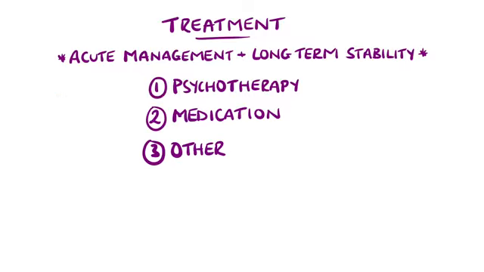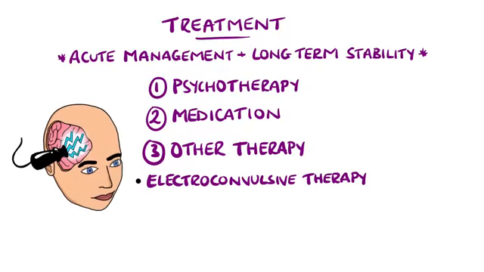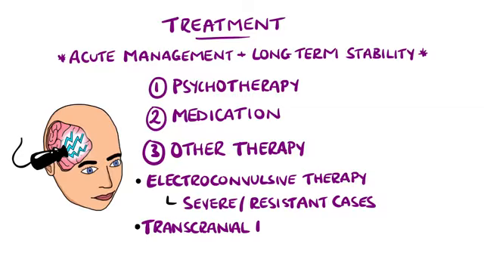Other treatments include electroconvulsive therapy, where convulsions are induced by electric currents, but this is only really used in resistant cases or cases that are extremely severe. Similar to electroconvulsive therapy, there is transcranial magnetic stimulation that uses magnetic waves instead and is less powerful than ECT and can be done without general anesthesia.